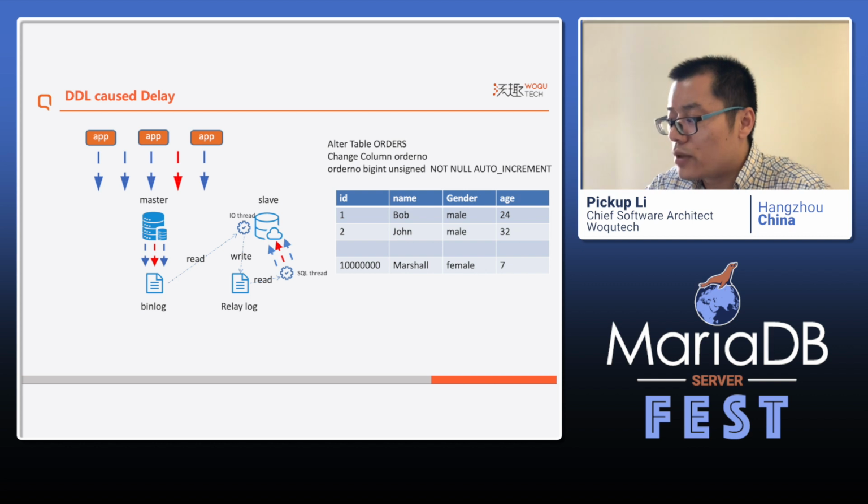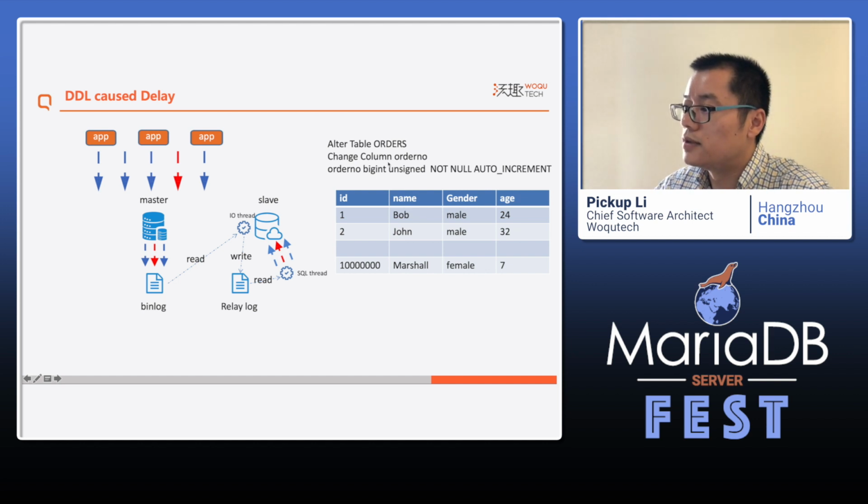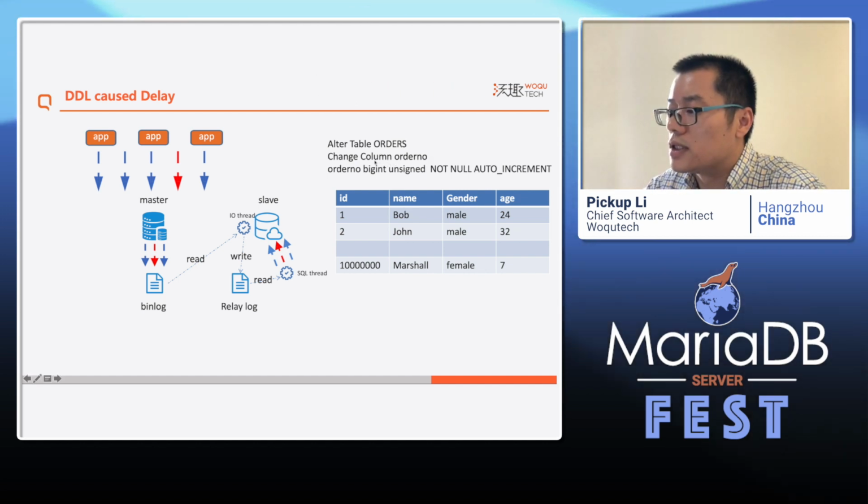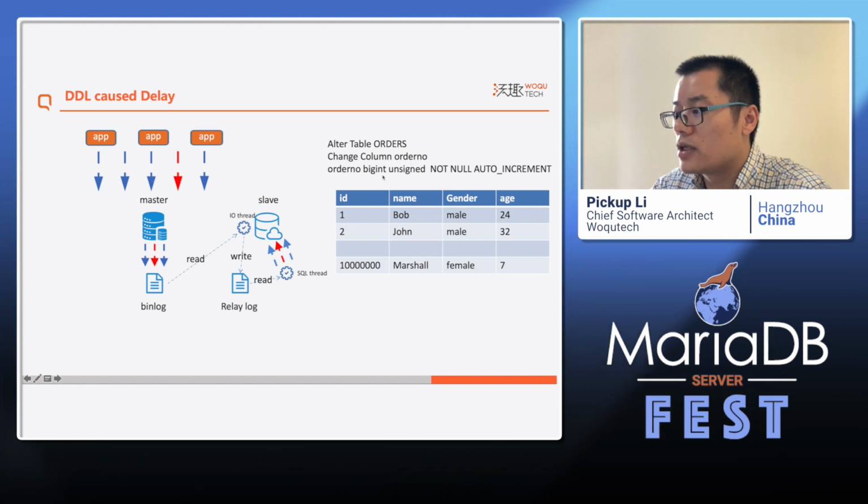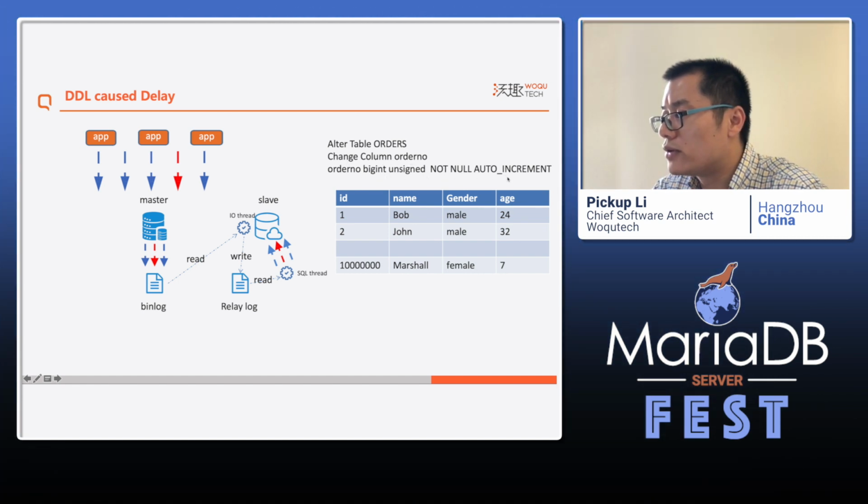Suppose in this scenario there is an update to item and user info committed on the master, and at the same time another DDL transaction on the table orders is committed. Here is the SQL: ALTER TABLE orders CHANGE COLUMN order_number order_number BIGINT UNSIGNED NOT NULL AUTO_INCREMENT. It will change the order number from int to bigint. Same as the long delete query, it will increase the replication delay.